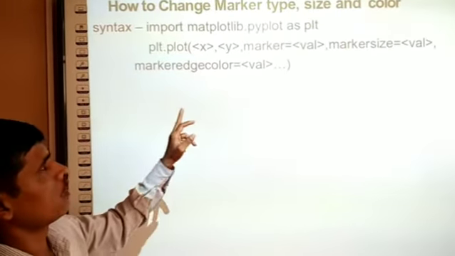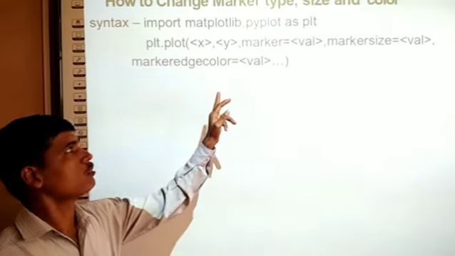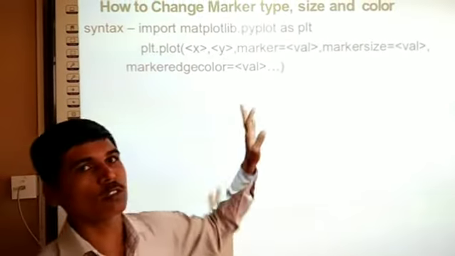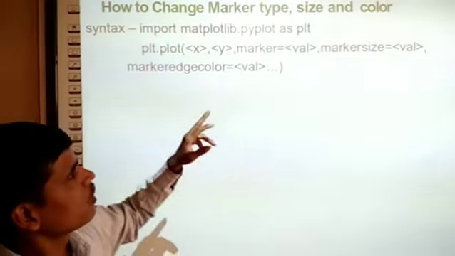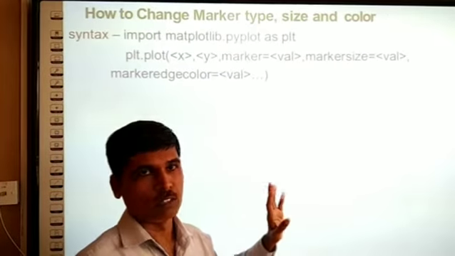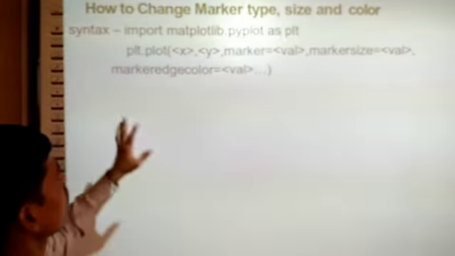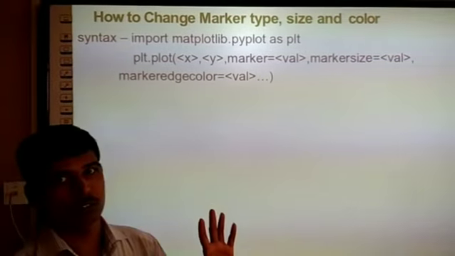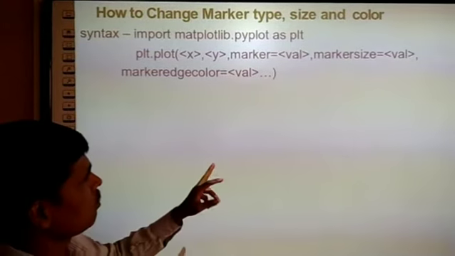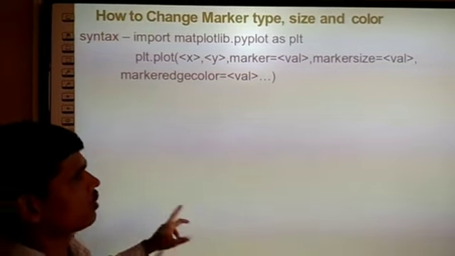Okay, plt.plot, value of x axis, then value of y axis, then marker equals to value. Okay, then marker size equals to value. You have to specify the marker value and marker size value here. Then you can specify marker edge color also. Okay, marker value, marker size and marker edge color.